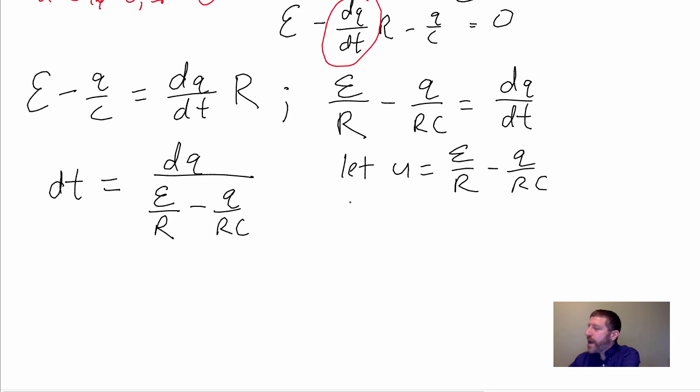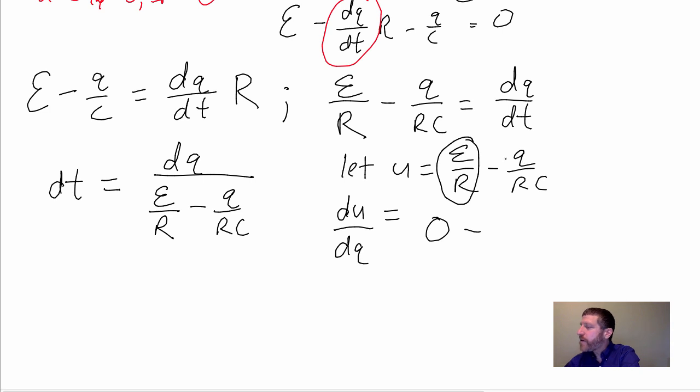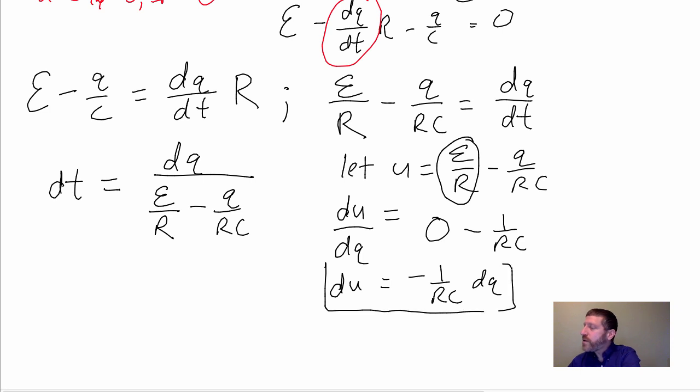Let's go ahead and ask, what is du? To figure out what du equals, some people find it easier to just find du dq, the derivative of u with respect to q. For this derivative, the first term is going to be 0, so that's 0 minus the derivative with respect to q of this, which is just 1 over RC. Okay, and then to get du, I'm just going to multiply both sides by dq. That gives me negative 1 over RC times dq. So I found what du is, and I've got what u is. I'm going to erase this.